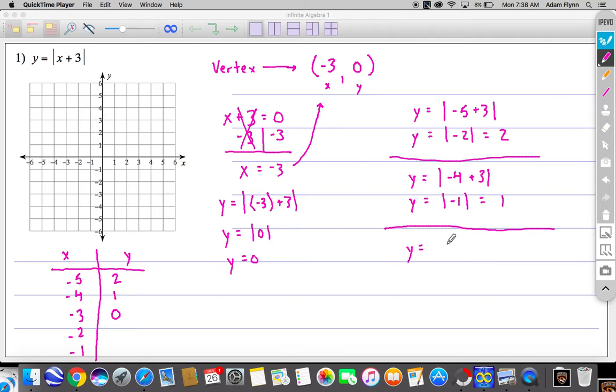So I have y equals the absolute value of negative 2 plus 3. Negative 2 plus 3 is going to be 1, so we have y equals the absolute value of 1. And the absolute value of 1, of course, is 1. Last one, we've got y equals the absolute value of negative 1 plus 3. So when we do that, we get y equals the absolute value of 2, which we know is 2.